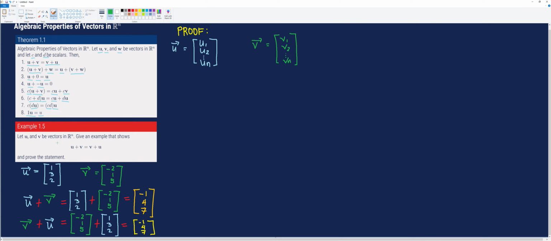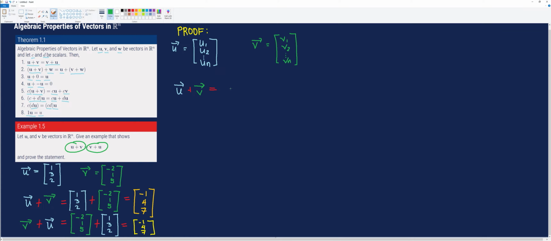Now, let's try to prove this statement. Suppose we have a vector u with n components. The components of this vector are u sub 1, u sub 2, all the way down to u sub n. Let's also have another vector, vector v, with n components, and these are v sub 1, v sub 2, all the way down to v sub n. Our objective is to reach the v plus u argument from the u plus v argument using all the things we know in algebra.